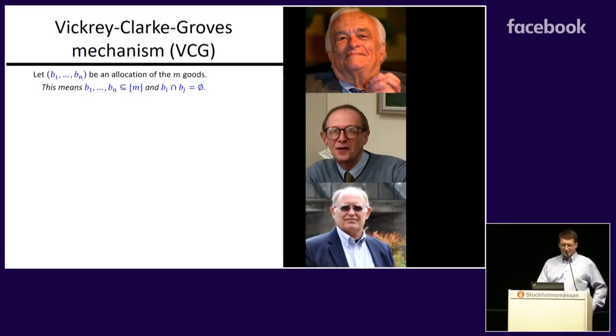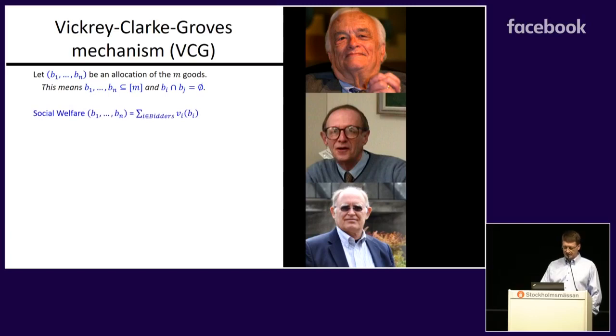All right. So now the notation is that there's an allocation of M goods where B_i is the bundle of goods that bidder i gets. So this means that the bundles are all subsets of the set of goods, maybe empty subsets, and the subsets don't intersect.